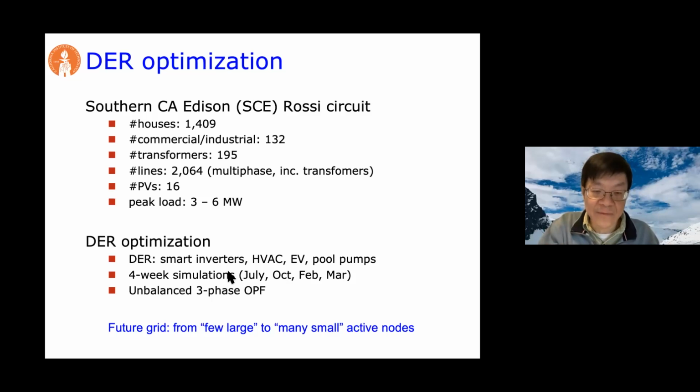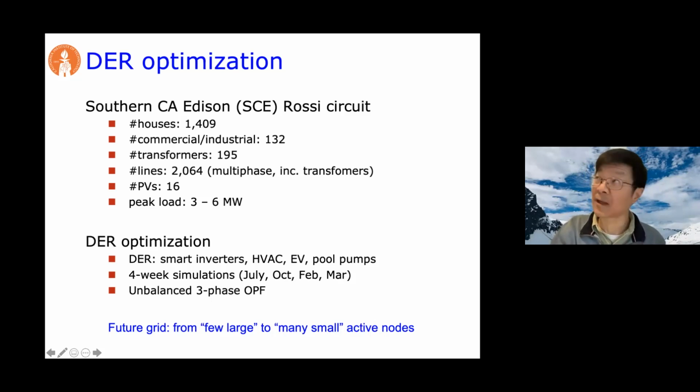We use data from SCE to do a 4-week simulation, 1 week in July, October, February, March. And we use an unbalanced three-phase model to solve for the OPF. Then we look at what would be the optimal control, and also how much savings, according to different metrics, can be achieved by optimizing DERs. This is a very different kind of problem from the traditional control in the transmission network, where you control very few large bulk generators, to now you have to control many, many small DERs. Right? So that's the problem.